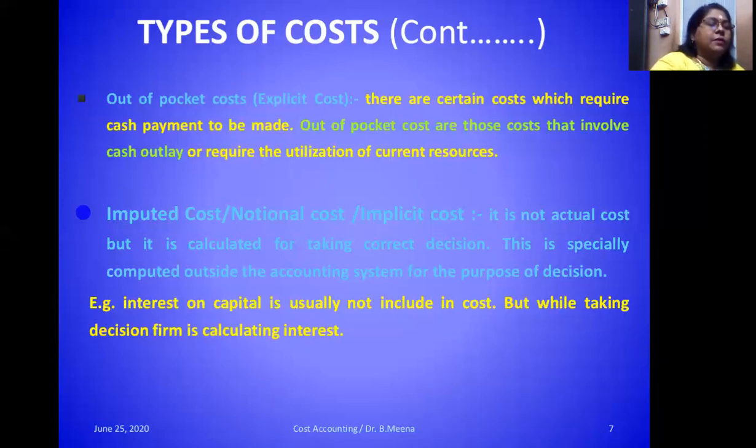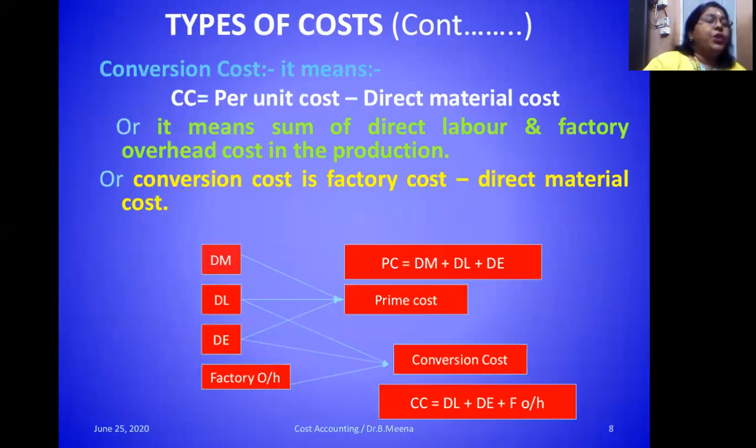And next is conversion cost. What do we mean by conversion cost? Conversion cost is a combination of direct labor, direct expenses, and factory overheads. So conversion cost is the cost which includes direct labor, direct expenses, and factory overheads. So direct material is not part of the conversion cost. It considers only direct labor, direct expenses, and factory overheads.